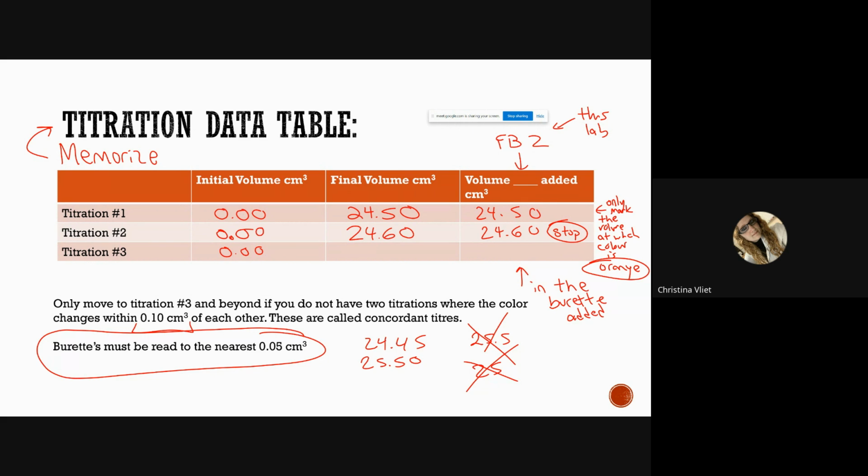You may want to bring your notes with you because you need to make a data table in your actual lab. And you're allowed to have the notes as a crutch. You can use it to help you write your columns up properly.